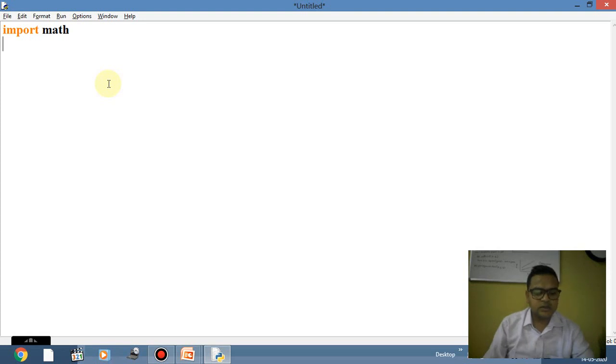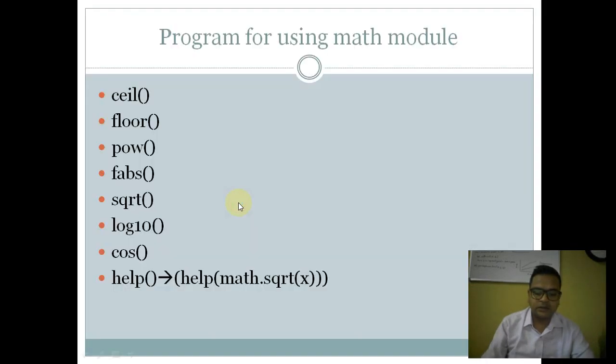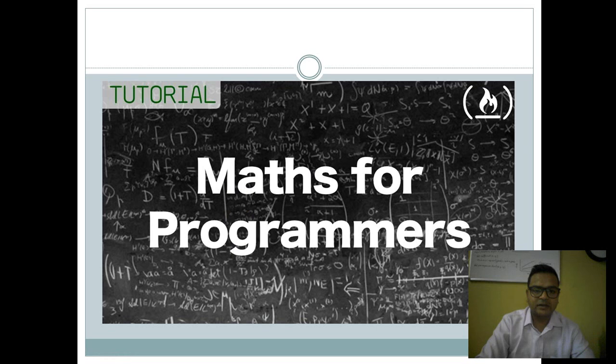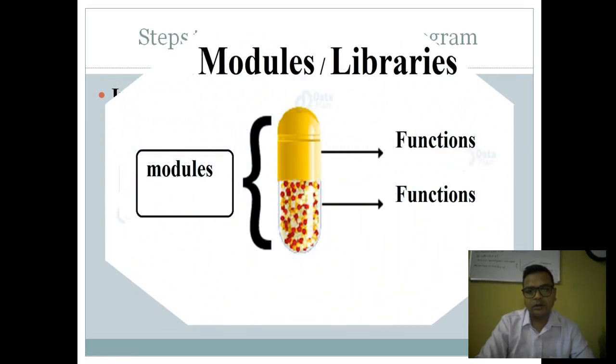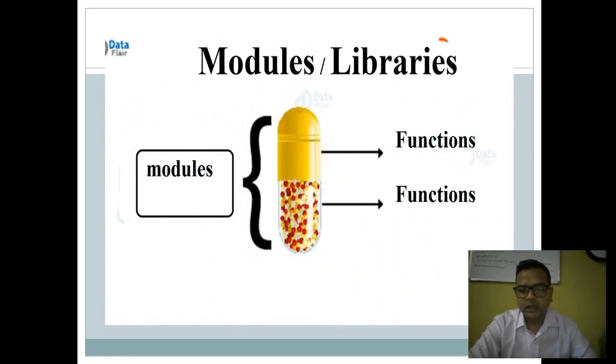You just switch over to the Python shell. Before switching over to the Python shell, just go through this particular image right now. Now there are two functions. Think of it as there are two salts available in this capsule, combined in a capsule. So if I want to use function number 1, I'll use capsule dot function 1. If I want to use function 2 of this module, I'll use capsule dot function 2.